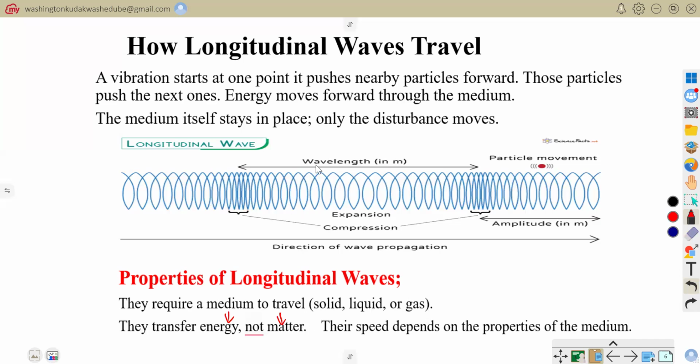And then the speed of longitudinal waves depends on the properties of the medium. What do we mean by that? Longitudinal waves move fastest in solids, faster in liquids, and then slower in gases. So when you have solid particles, you know that the longitudinal waves would move fastest. And then they would also move faster in liquids and then slower in gases.